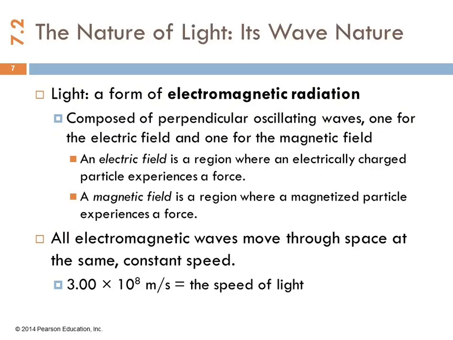But we need to understand a little bit about the nature of light in order to talk about electrons. So we do have to make a little side trip into physics here. Light is a form of electromagnetic radiation. It is composed of perpendicular oscillating waves, one for the electric field and one for the magnetic field. So you have an oscillating electric field and an oscillating magnetic field, and they are perpendicular to each other and to the direction of travel.